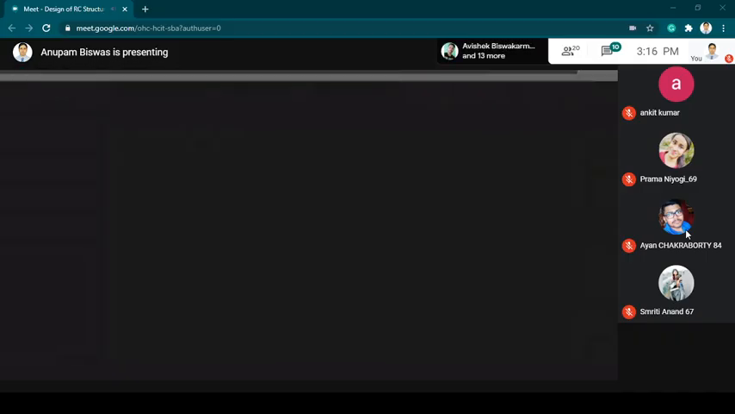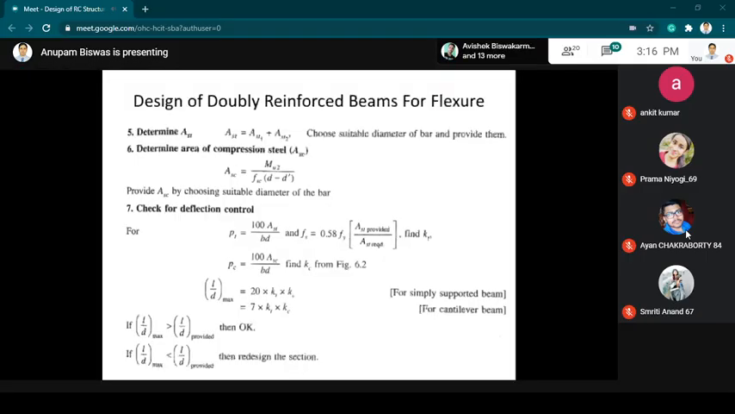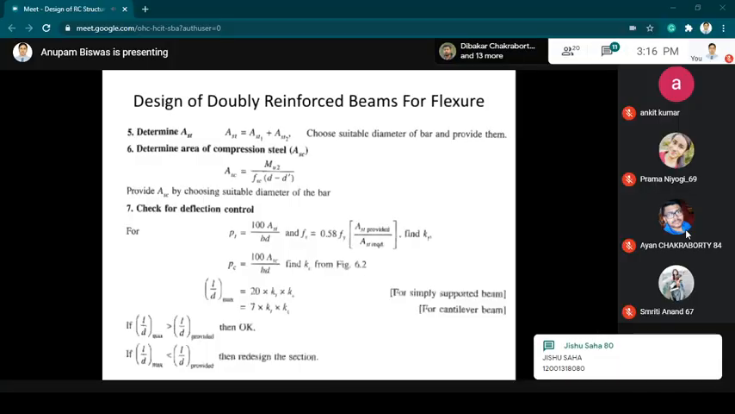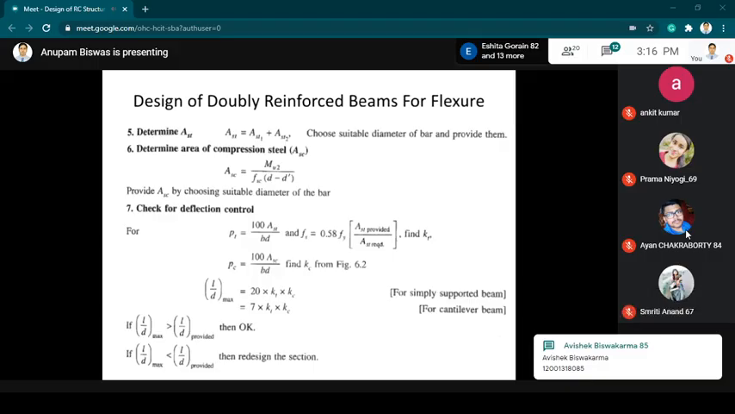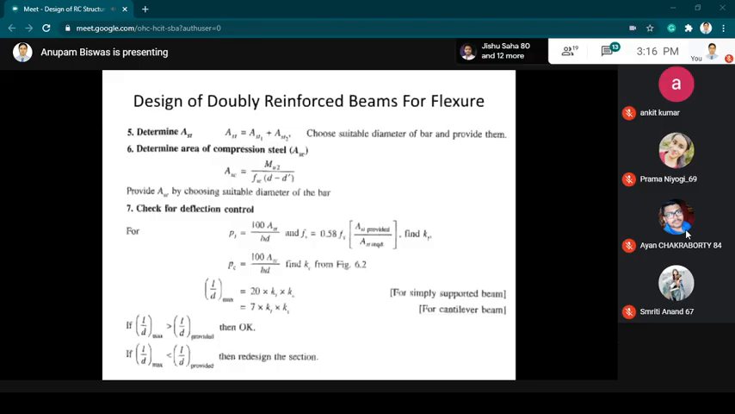Total AST, that is AST1 plus AST2. So after that, we will choose a suitable diameter and we will work out the requisite spacing. We will distribute for minimum. Next step: since all the tension zone reinforcement has been found out, now next step is to determine the compression zone reinforcement, that is ASC.